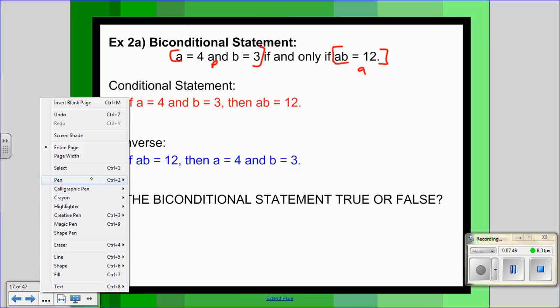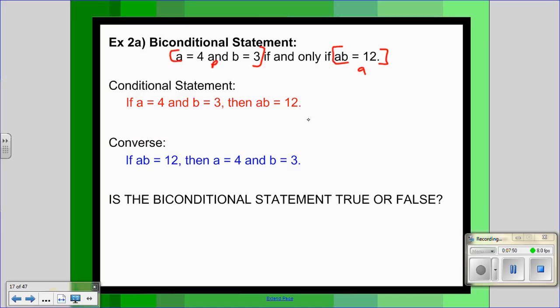So go back and read the conditional and the converse. The conditional said if A is 4 and B is 3, then A times B is 12. That's definitely true. Read it in reverse. If A times B is 12, then A equals 4 and B equals 3. That is false. The reason it is false is because A could be 6 and B could be 2. That would still give you a product of 12. So just because you have a product of 12 doesn't mean the numbers that you're multiplying together have to be 4 and 3. So since the converse is not true, we have to say that the biconditional is false.